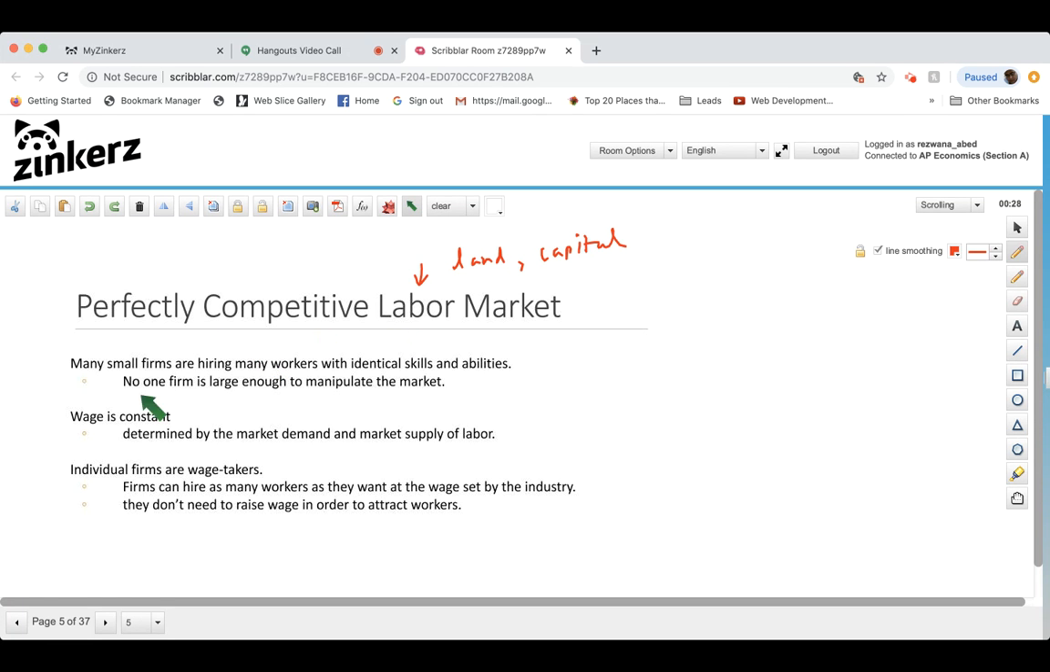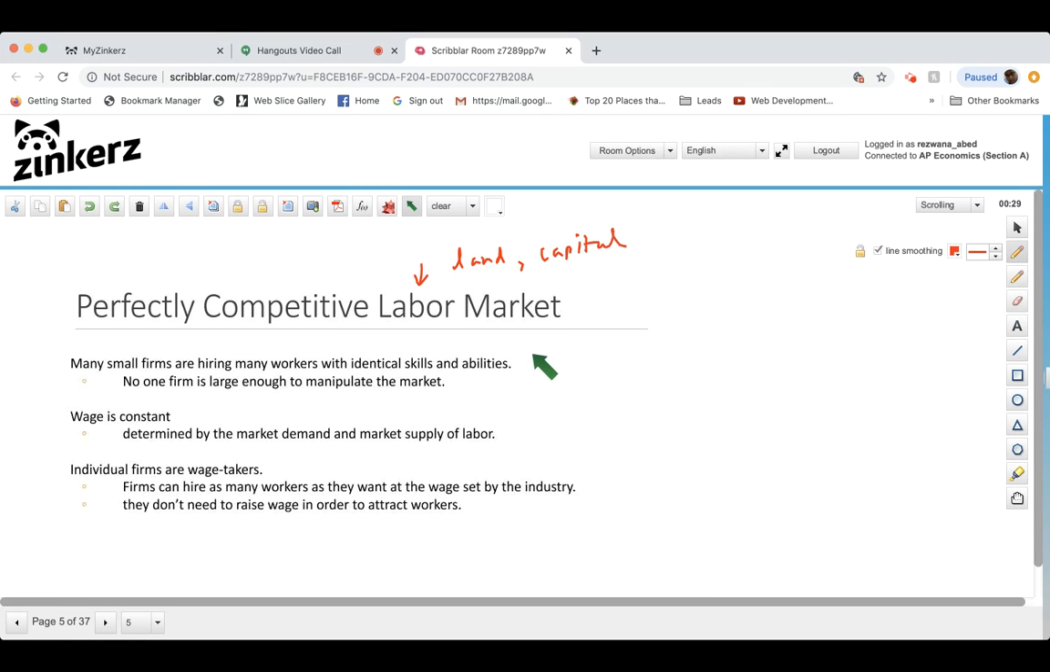Okay, so here many small farms are hiring many workers with identical skills and abilities. As you can imagine, we're not talking about a highly skilled labor market. It's mostly blue collar labor, which is why workers have mostly identical skills and abilities. So it's not surgeons or dentists or something like that. It's mostly people working construction jobs or somebody working as a cleaner in McDonald's.